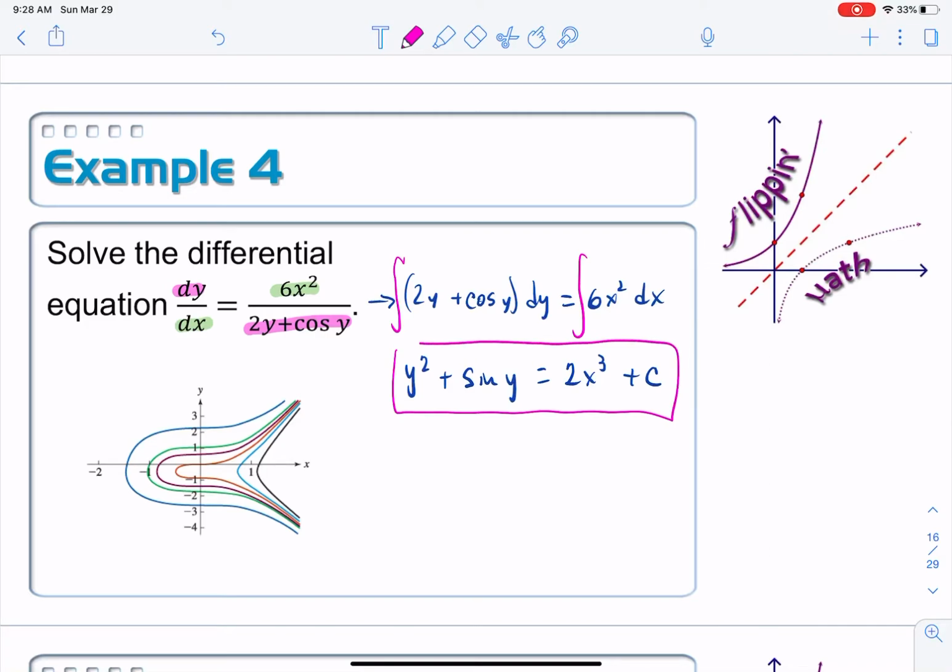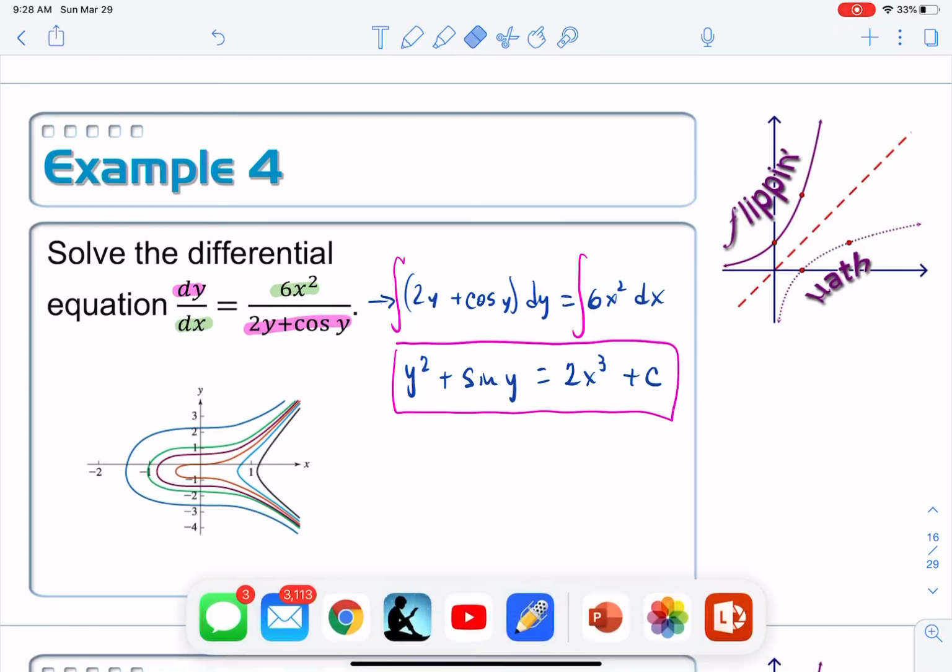So I'm going to leave this one like that because this is not one where you could easily isolate y, because you have this sine of y that's mucking everything up. All right, let's take a look at the next one, shall we? Oh yeah, and that's what the graph looks like.